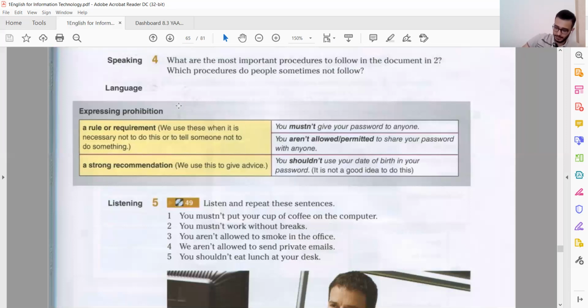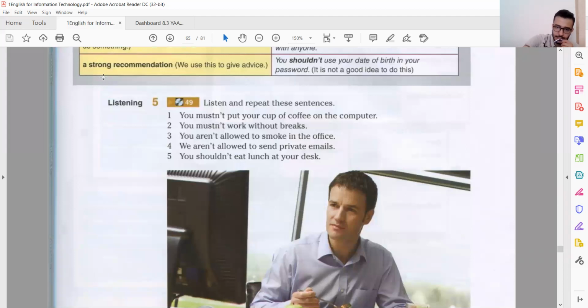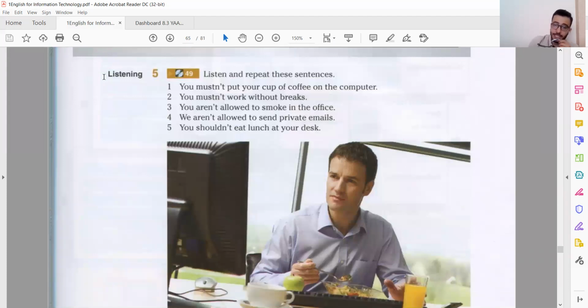It's not a good idea to do this. Okay, now listen and repeat these sentences. You mustn't put your cup of coffee on the computer.